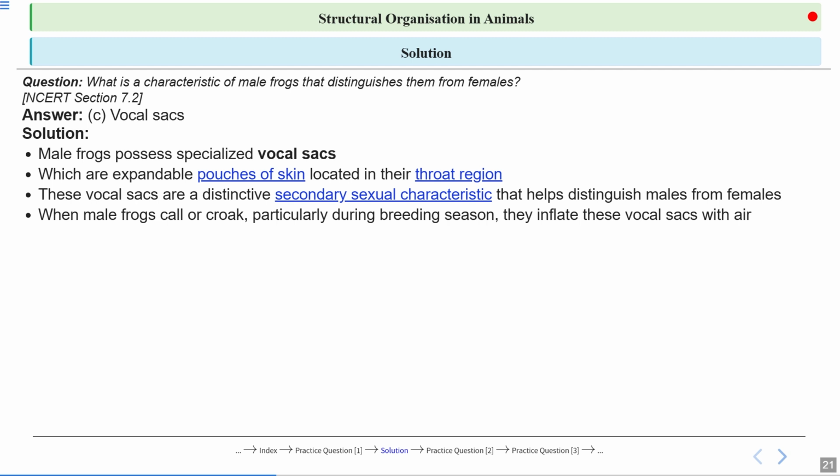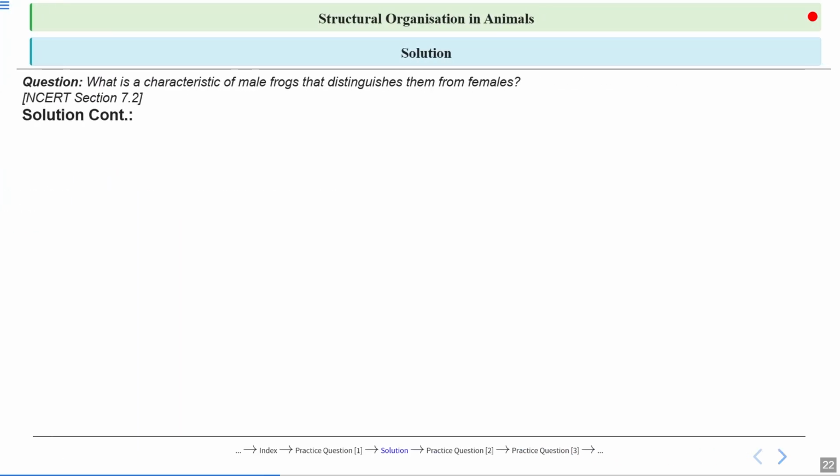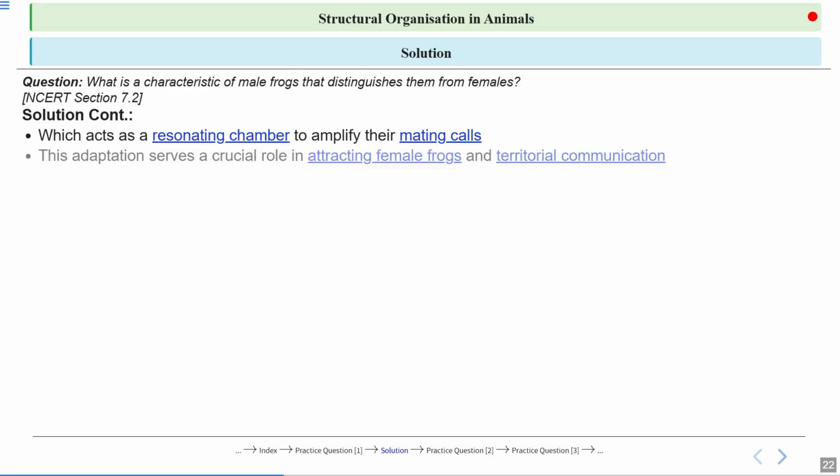When a male frog calls or croaks, it produces sound, right? Particularly during the breeding season, they inflate these vocal sacs with air. So air gets filled in the vocal sac and it gets inflated. So it produces sound, which acts as a resonating chamber to amplify their mating calls. This adaptation serves the crucial role of attracting female frogs and territorial communication.